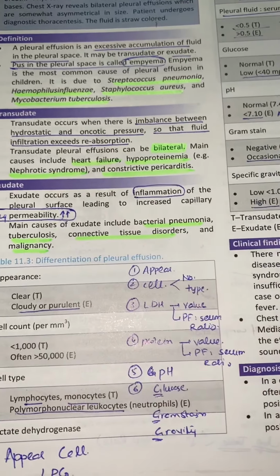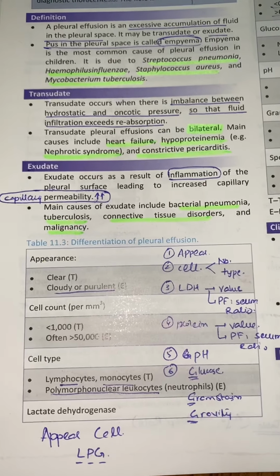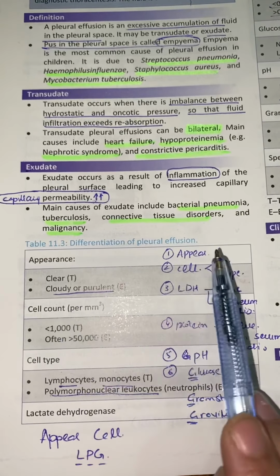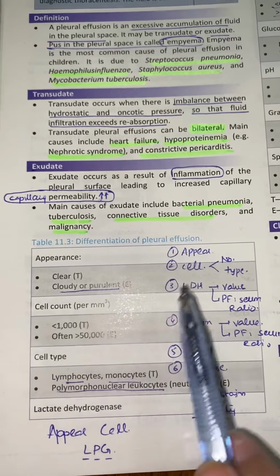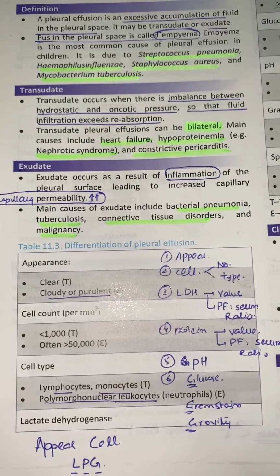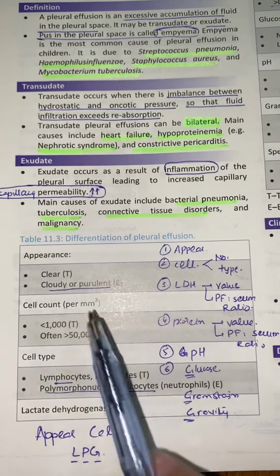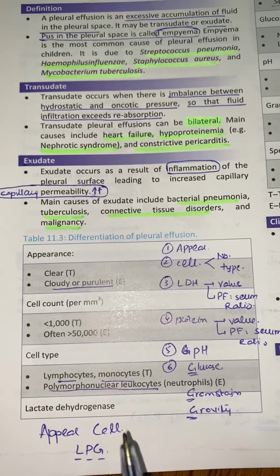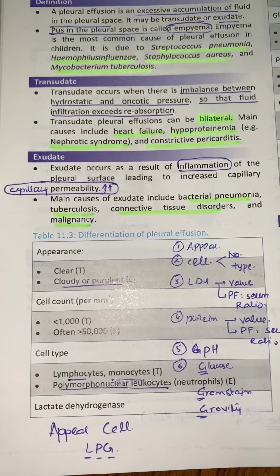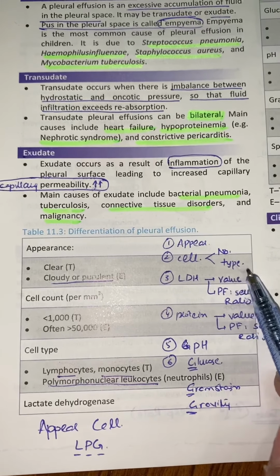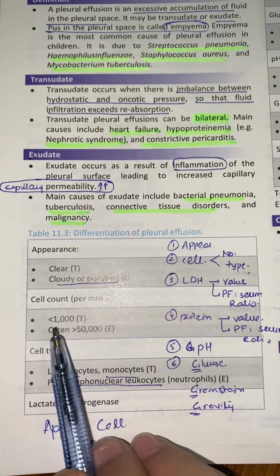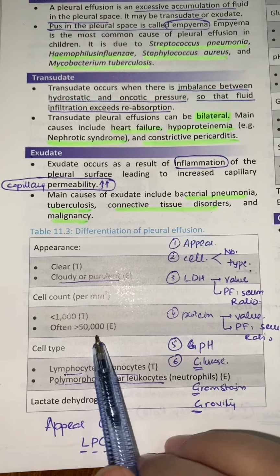According to this mnemonic, first is appearance. In transudate it will be clear, in exudate it will be cloudy and purulent. Why cloudy and purulent? Because we know proteins and many other substances are lost into the fluid, so it will make it cloudy or purulent, pus containing. Then C, from cell you can memorize how many cells are present, the number of cells, and the type of cell present. The number is less in transudate and more in exudate: less than 1000 in transudate, and greater than 50,000 in exudate.